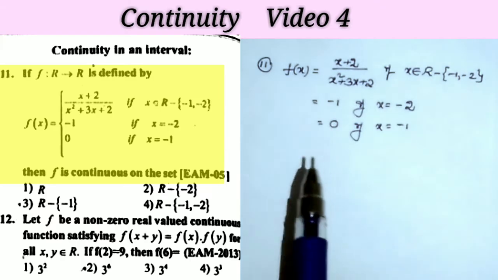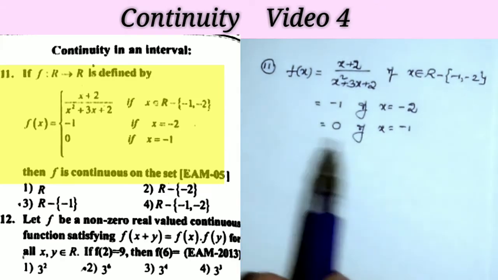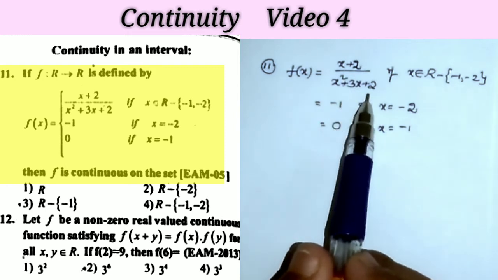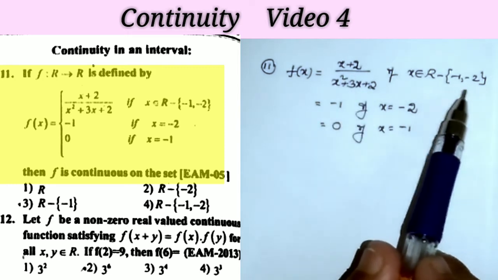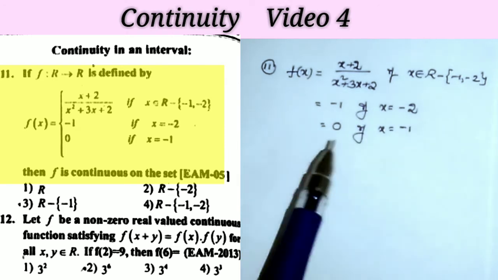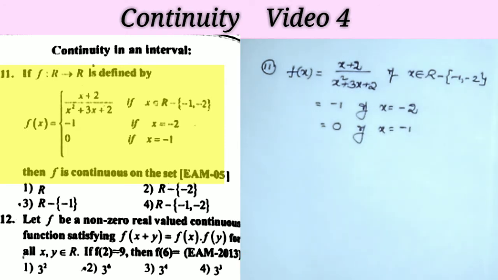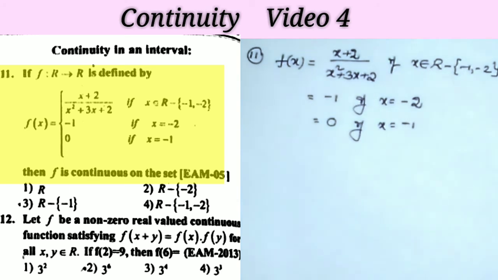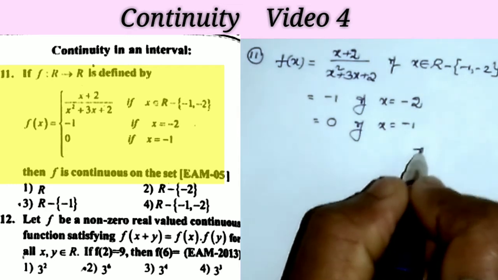Okay, so the first question, sum number 11. Given that f of x is equal to x plus 2 by x square plus 3x plus 2 if x belongs to R minus {-1, -2}, and is equal to minus 1 if x is equal to minus 2, and is equal to 0 if x is equal to minus 1. Then f is continuous at what? The options are R minus {-1}, R minus {-2}, R minus {-1, -2}. That is, we have to check the continuity of this function at the points minus 1 and minus 2.